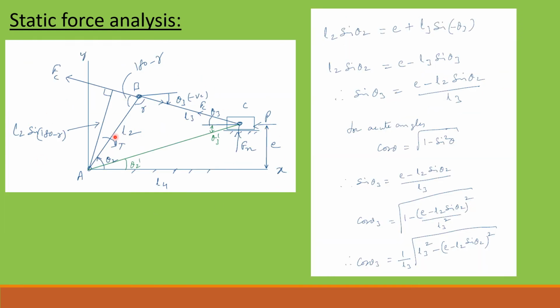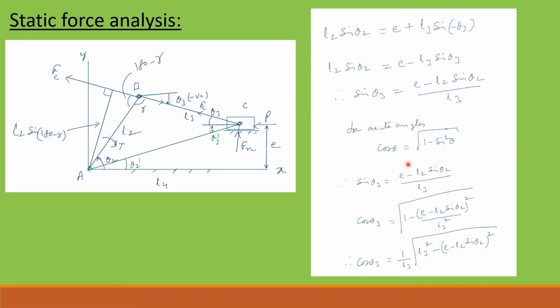From this diagram, L2 sin theta 2, that is the vertical component, is equal to E plus L3 sin theta 3. Theta 3 is negative here, clockwise. So let us take clockwise as negative and counterclockwise as positive for angle. So we get L2 sin theta 2 equal to E plus L3 sin minus theta 3. That will become L2 sin theta 2 equal to E minus L3 sin theta 3. So sin theta 3 equals E minus L2 sin theta 2 by L3.